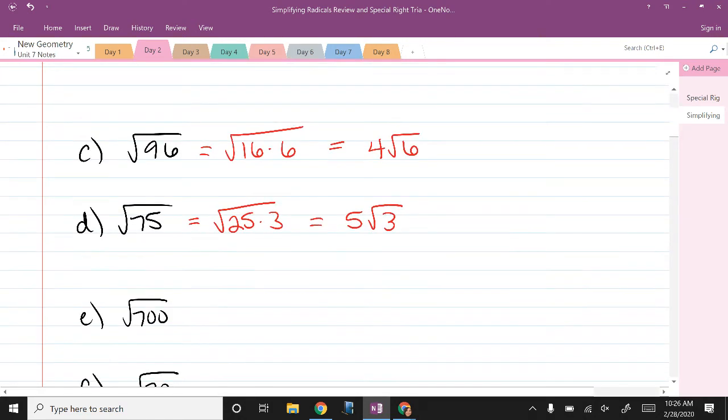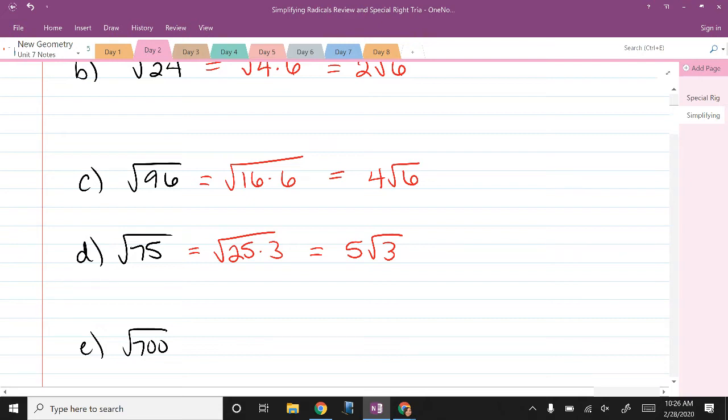All right. Problem E, square root of 700. What is the largest perfect square, do you think, that goes into 700? 100 is, right? 100 goes into 700. 100 times what? So square root of 100 times 7. And what's the square root of 100? 10. So this simplifies to 10 radical 7. Y'all getting the hang?